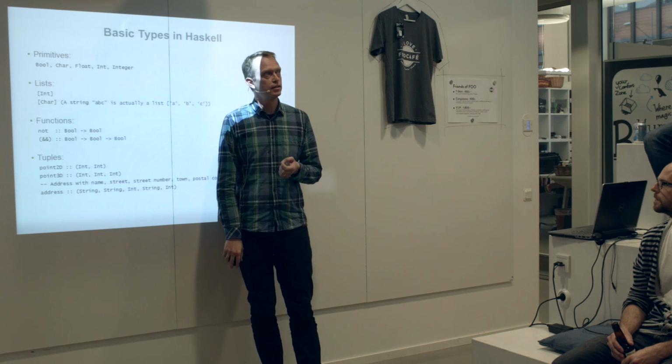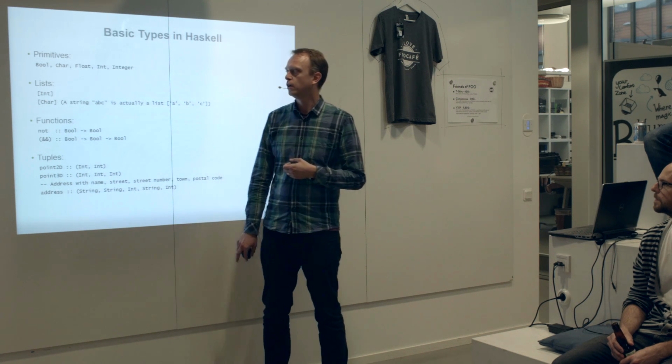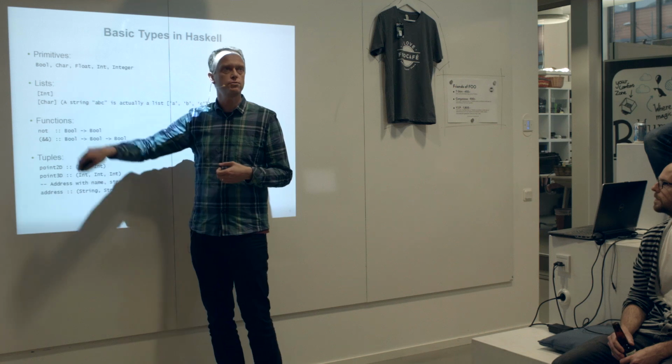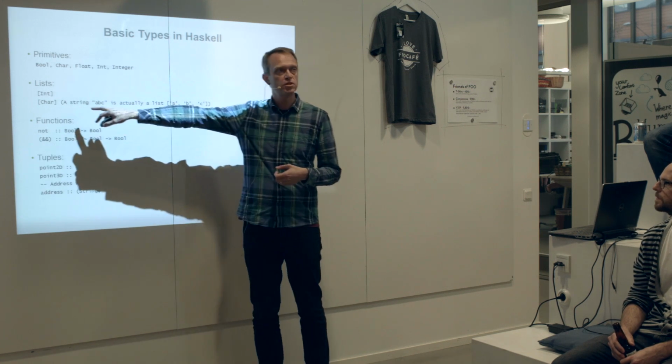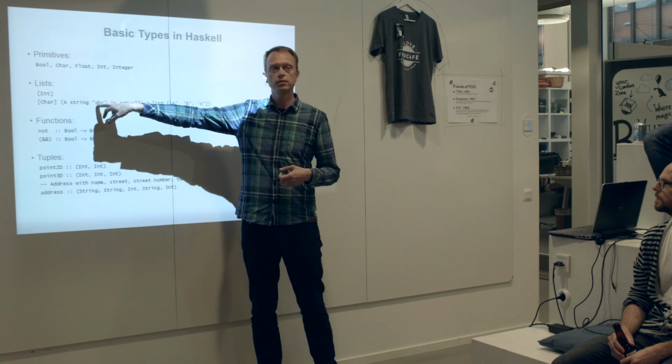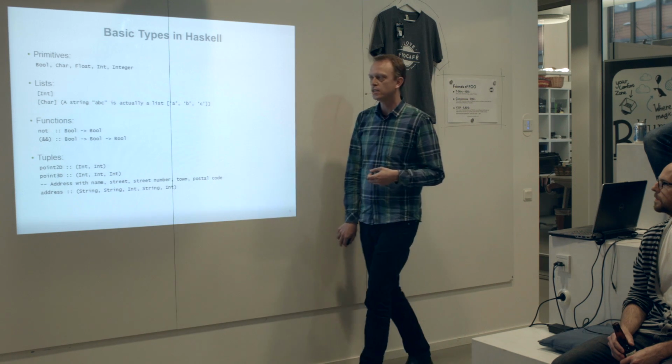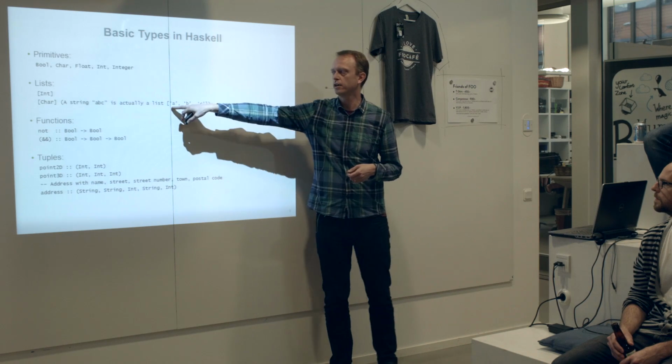Then you have lists. Lists are used a lot in Haskell, and they are written like this. You have these square brackets around them. So this is a list of int. This is a list of characters, which is actually the same as a string. So this is short for writing like this. So if you write a string ABC, that's actually this string of 3 characters.